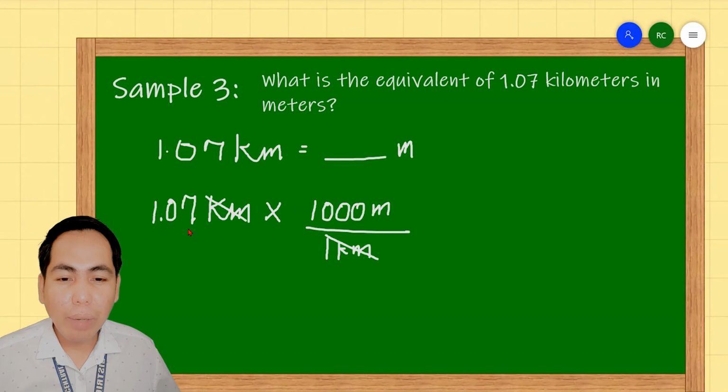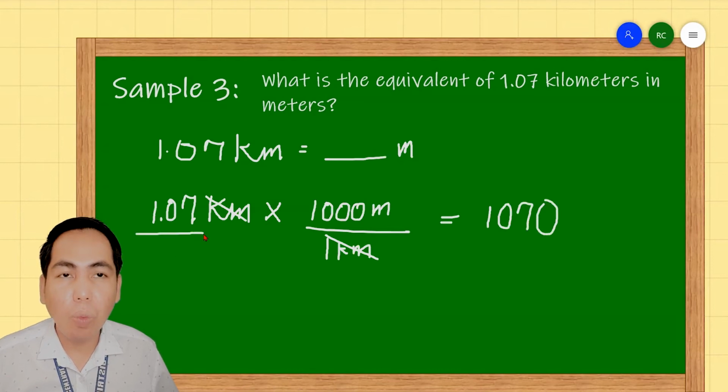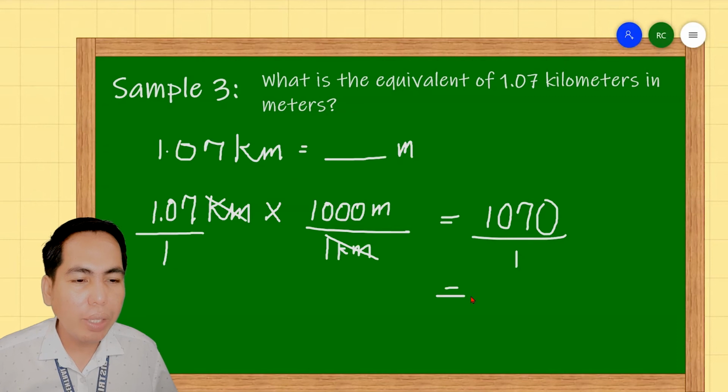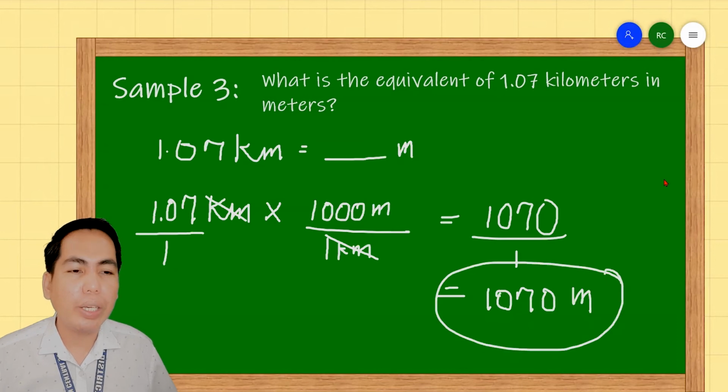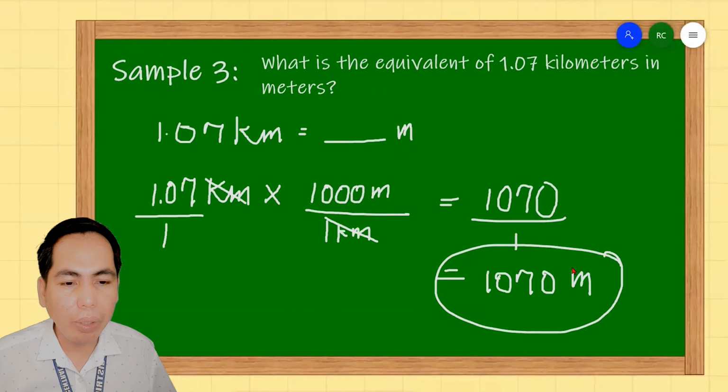Now, 1.07 times 1,000 will give us 1,070. And then since 1.07 is understood to have a denominator of 1, 1 times 1 will give us 1. So 1,070 over 1 is equivalent to 1,070 meters. So in other words, 1.07 kilometers is equivalent to 1,070 meters. Now let us have our sample number 4.